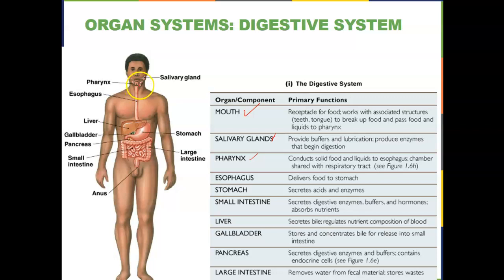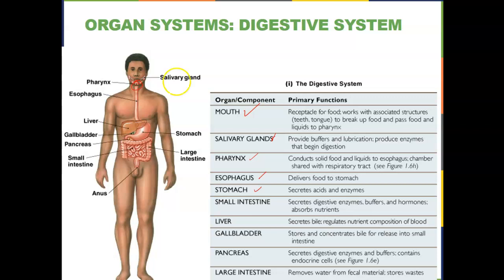Now, this is weird because right here where they drew this little dot for pharynx, that's the back of your throat. It's not the chin, it's the back of the throat, okay? The esophagus delivers food to the stomach, and then the stomach itself secretes enzymes and acids and mucus so that we can start digesting our food.